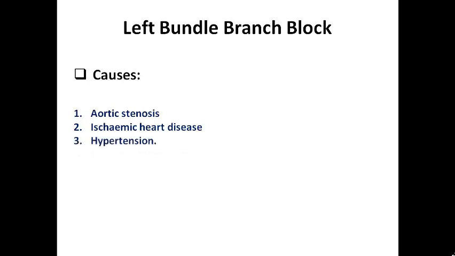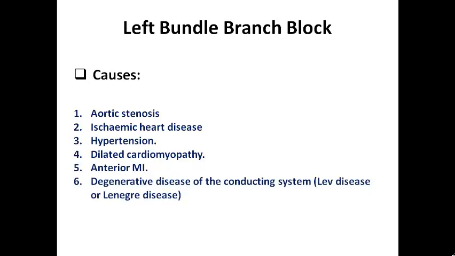What are the expected causes of left bundle branch block? Sometimes we could find aortic stenosis as a cause, of course ischemic heart disease, hypertension, dilated cardiomyopathy, anterior MI, degenerative disease of the conductive system like Lev disease or Lenègre disease, which we mentioned in the right bundle, hyperkalemia, digoxin toxicity, and sometimes it is idiopathic, as some patients may have left bundle without any causes and they are completely asymptomatic.